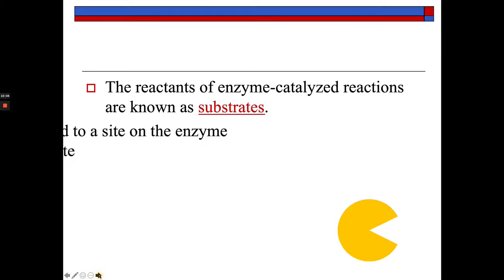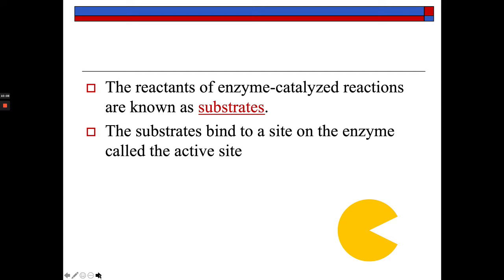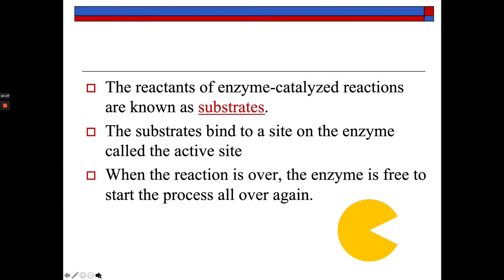So what happens is the substrate binds to a site on the enzyme called the active site, and then the reaction takes place. And once this has taken place and the reaction is over with, the enzyme is then free to start the process all over again. So these same enzymes continue to break things down over and over and over again. They're a continual process like that. And that is the end of the 6.2 notes.